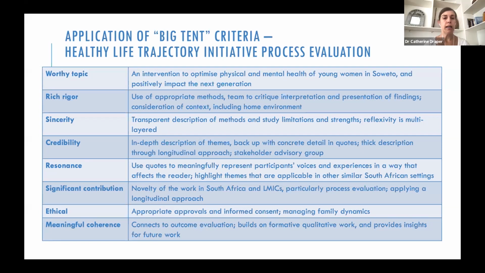In terms of sincerity, as much as possible, we try to provide transparent descriptions of the methods of study, limitations and strengths. Again, this links back to all these moving goalposts that I mentioned earlier. What's important to us as researchers may not be important to our participants, and we've had to learn to adapt and capture those perceptions so that we can be transparent about that. And that reflexivity is multi-layered. Within the team, we provide in-depth description of the themes, using concrete detail in the quotes to back that up.